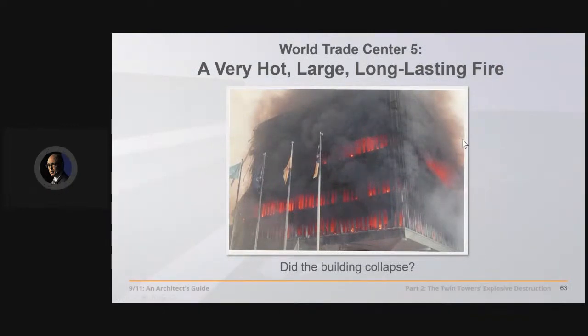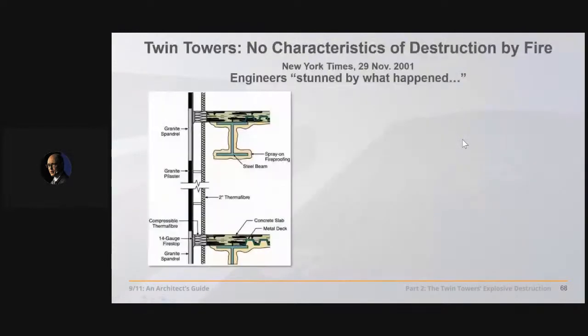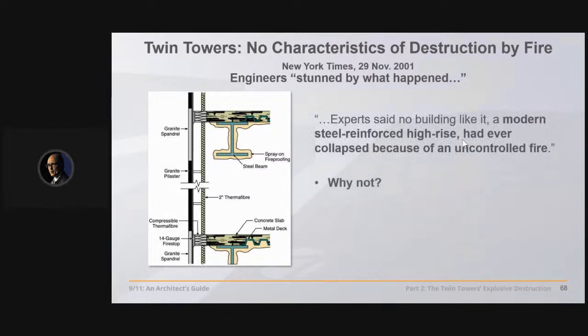World Trade Center 5, right near, fully engulfed. If any of these buildings at the World Trade Center were to collapse, we'd expect it to be this one. But no collapse. Why? Well, we have the steel, incredible quantities of steel, very dense material conducting that heat away from the source of the fire. So it never gets to its 1200 degree Fahrenheit temperature where steel can begin to weaken and begins to melt.